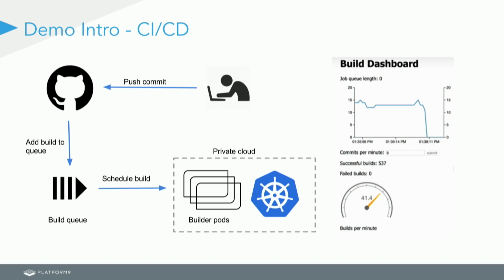That's going to trigger a webhook, which is going to add the job to build the code written into a build queue. And what we have at the very bottom is a bunch of builder pods, which read jobs out of the build queue and run the builds and deliver artifacts. And these builder pods are managed by Kubernetes. And to start with, we're going to start running these on a private cloud. Okay, and I'll talk more about the dashboard as we go along.